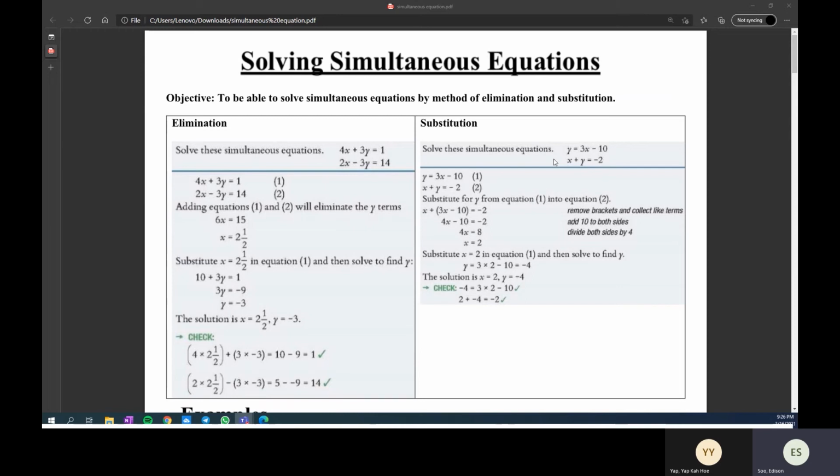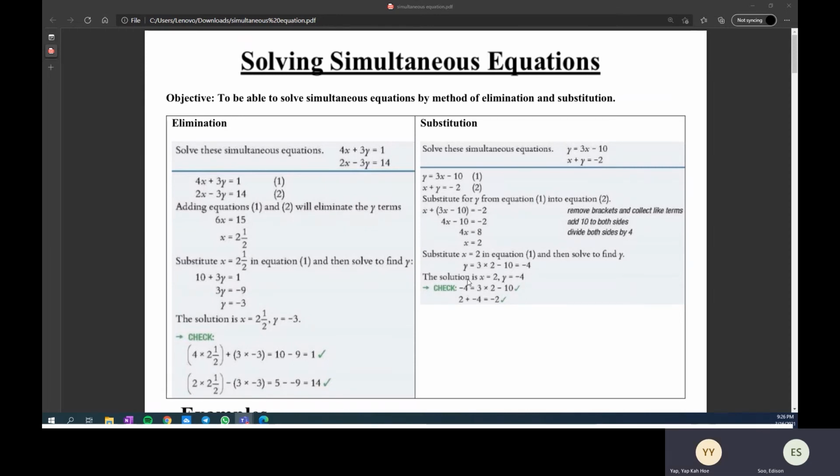We have y equals 3x minus 10 and x plus y equals -2. For equation 1, y is already the subject of the equation, so it's easy enough. We can substitute equation 1 into equation 2. Equation 2 becomes x plus 3x minus 10 equals -2. We can do normal algebra and we will get x equals 2. Once we get x equals 2, we substitute it back into equation 1, and we will get y equals -4. Therefore, the answer for this question is x equals 2, y equals -4.